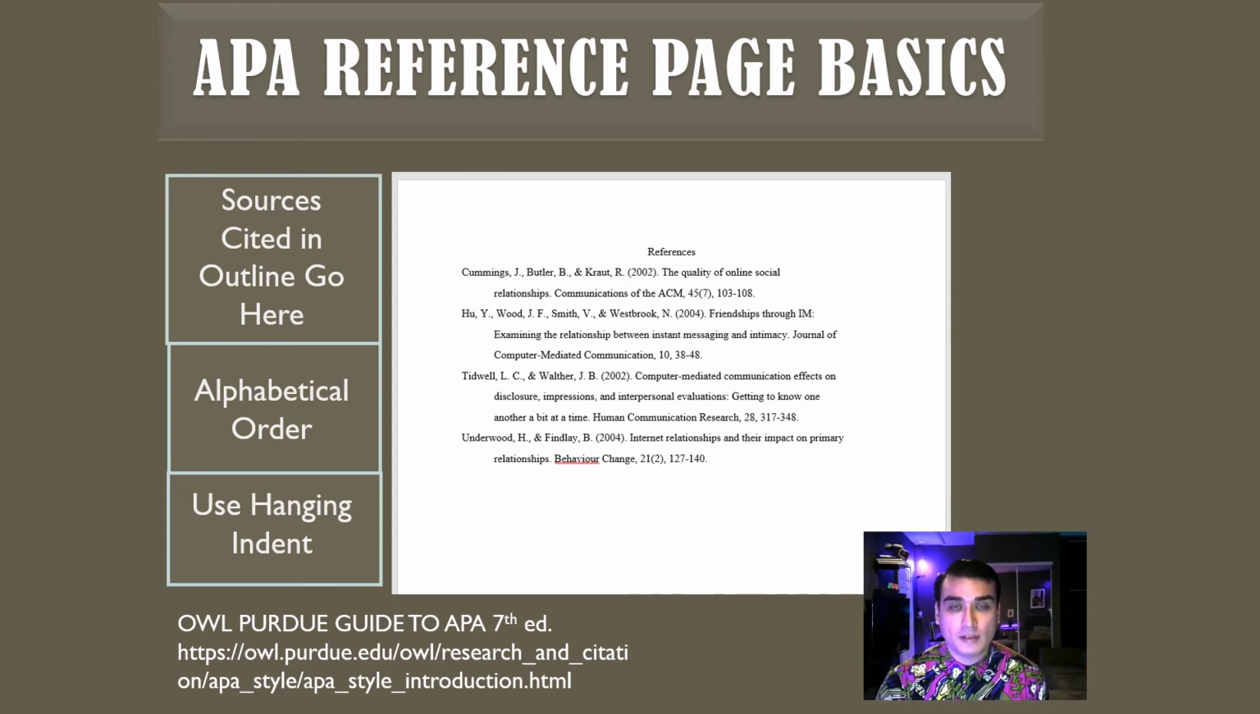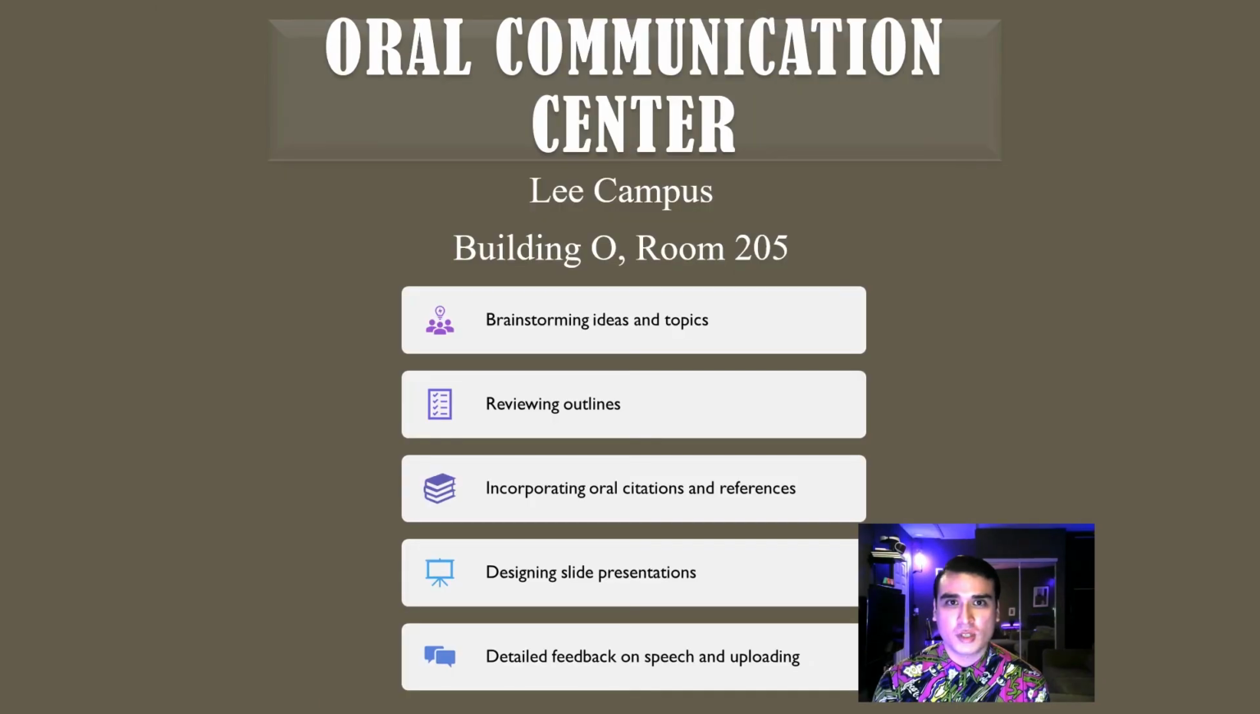If you want to find out more about APA style and exactly what you need if you're citing a book or a journal article or whatever you've cited, you can visit the OWL Purdue website, and that includes detailed information about APA style and what you need to include in this list. So that concludes the tutorial on how to create oral citations for your speech outlines.